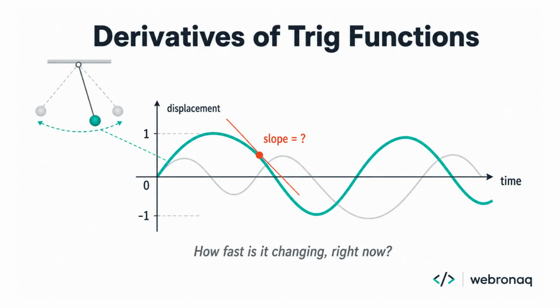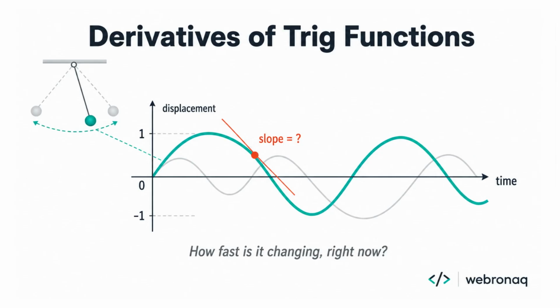And when our functions involve sine, cosine, and their relatives, we need a special set of rules to find those instantaneous rates of change. In this video, we are going to build those rules from the ground up, understand where they come from, and learn how to apply them confidently. Let us start by making sure the foundation is solid.